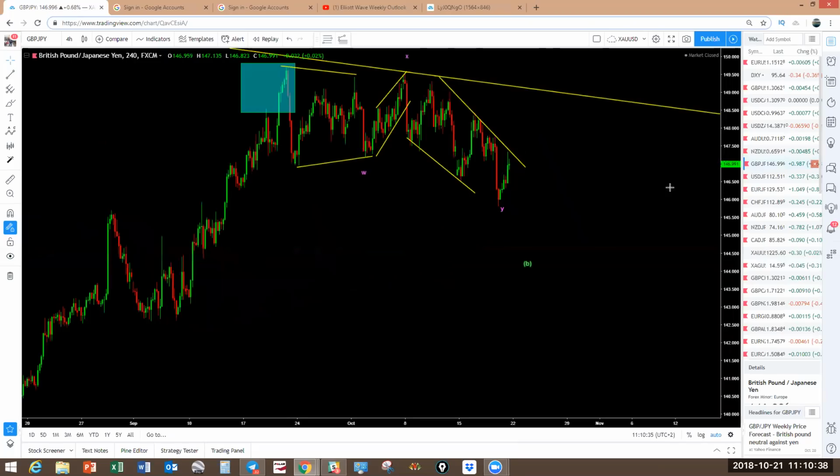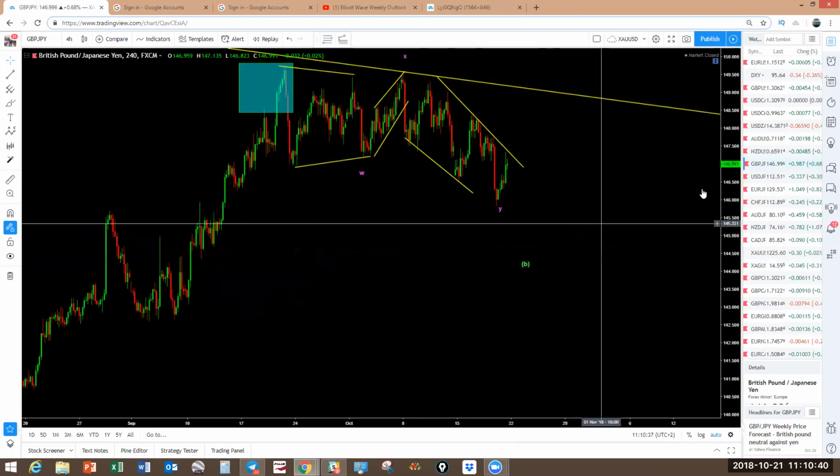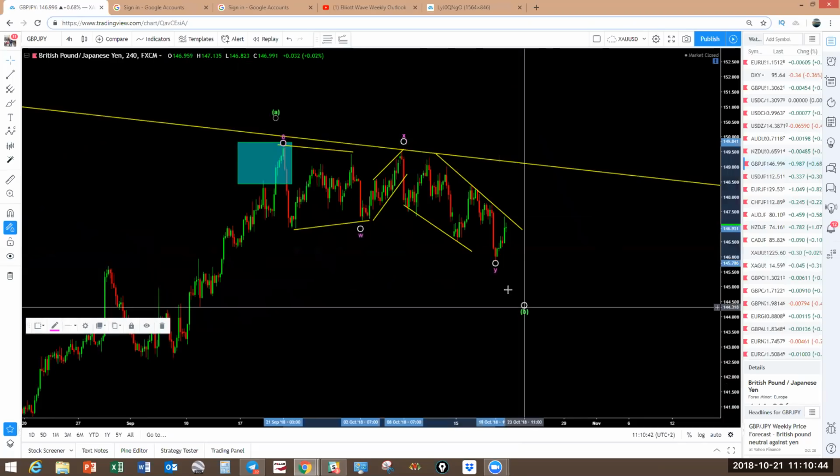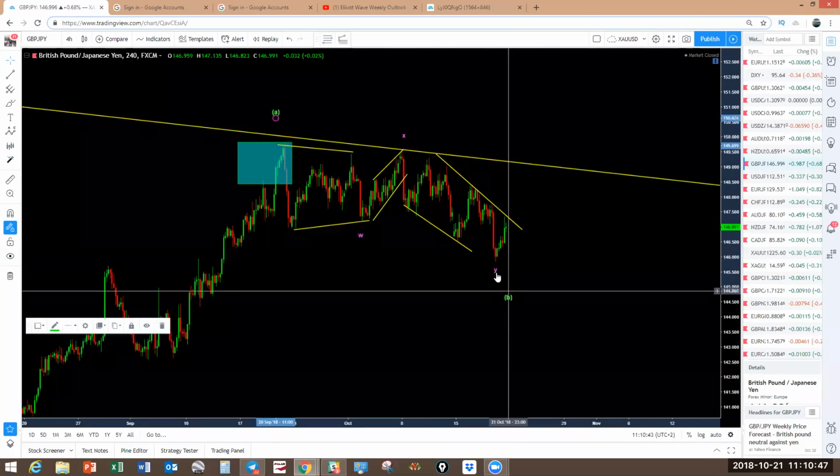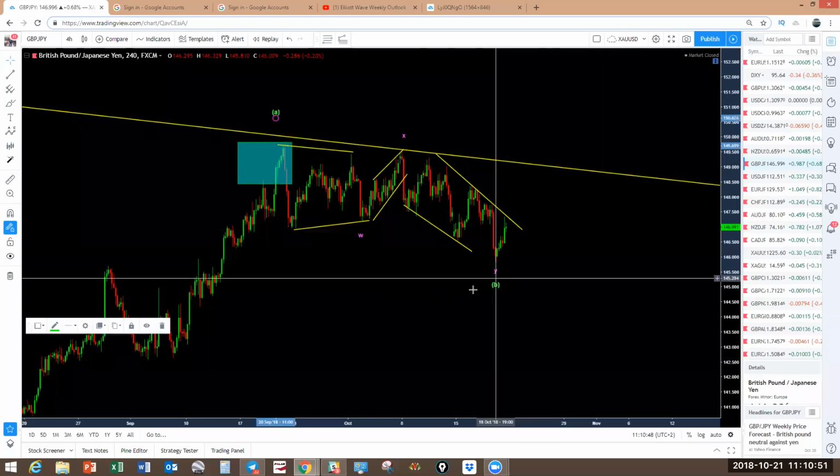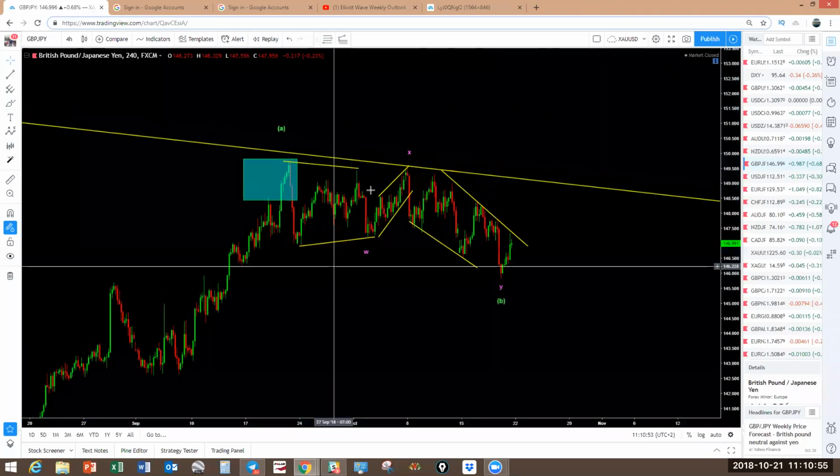Pound yen. Now I have to give credit to one of our traders in the group, a very new trader. And this is what the course does. When you attend the course, you start seeing the market differently. I don't know if he's in attendance, but one of our students actually figured this one out.